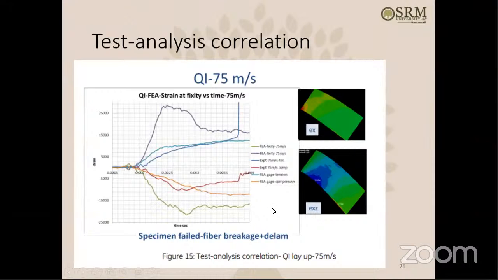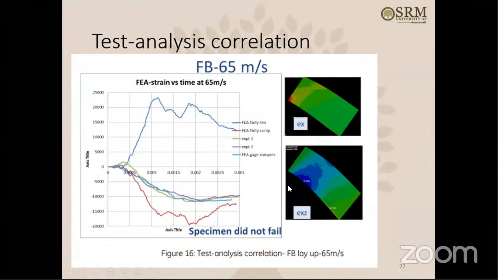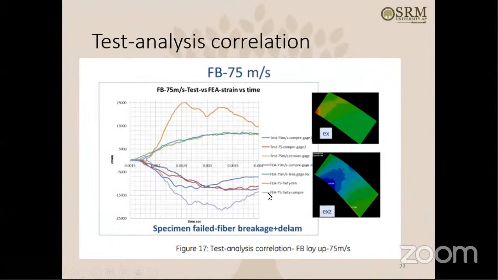Okay, so here also we see test to analysis correlation. This is for 75 meters per second. Specimen failure with fiber breakage and delamination. Here you see some variation in this instance. Then this is a fan blade actual layup that they are using, and here also you see the close match. Then here also we see a close match at 75 meters per second. The specimen failed in the form of fiber breakage and delamination. You see the close match here.